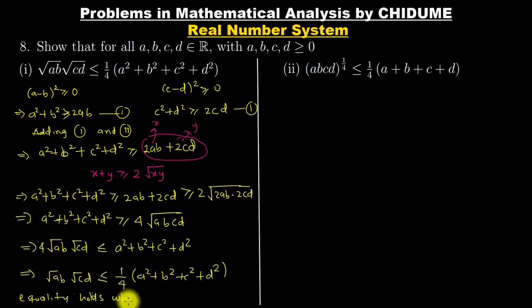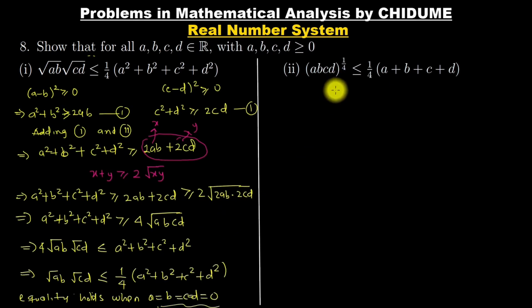when a equals b equals c equals d, and it's also equal to 0. So equality holds when a equals b equals c equals d. If you equate a, b, c, d to each other, you see that you are going to have an equal sign here. That's the meaning of equality holds when this condition holds. Now we are done with that proof.